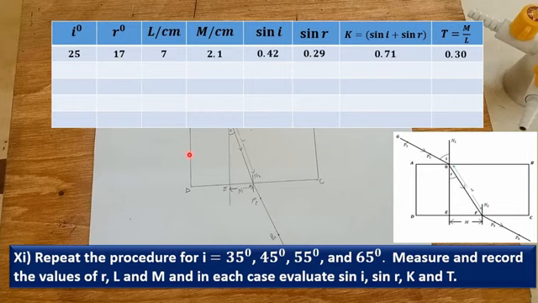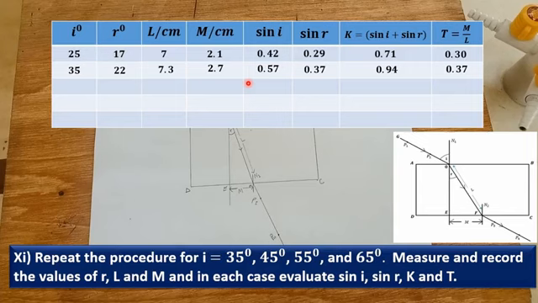And we are going to repeat the procedure for an angle of incidence of 35 degrees, 45, 55 degrees, 65 degrees, and measure and record the values R, L, and M in each case, and evaluate sine I, sine R, K, and T. So with another drawing sheet, we repeat the same process but with an angle of incidence of 35 degrees, and then measure R, measure L, measure M, evaluate sine I, evaluate sine R, evaluate sine I plus sine R, which is K, and evaluate T, which is M over L.